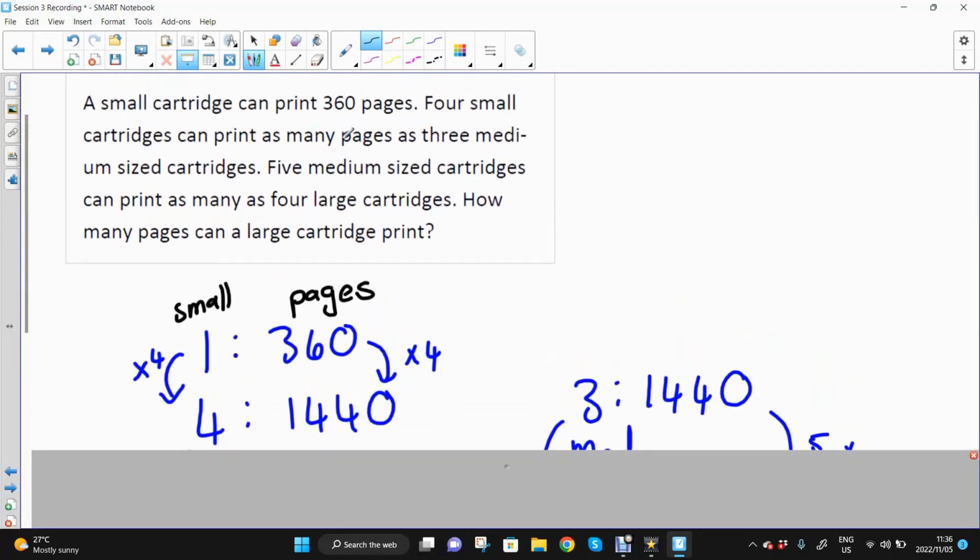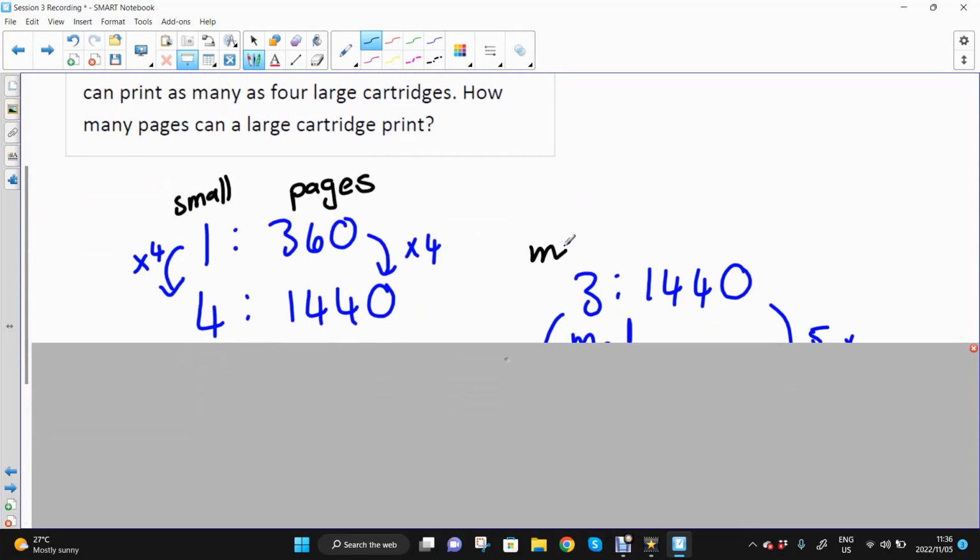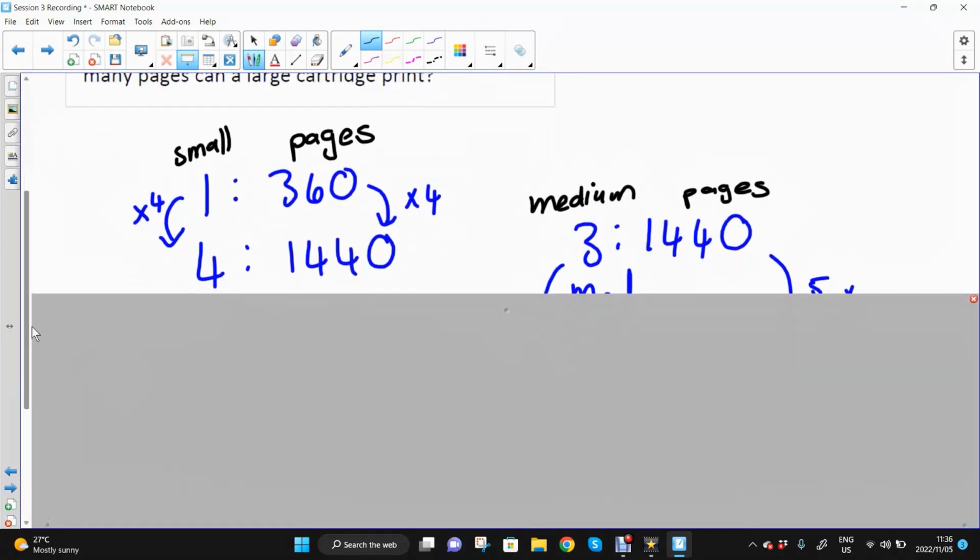That will print as many pages as 3 medium-sized cartridges. So let's stop there. 3 medium. So I'm going to write it here. That's my 3 medium cartridges can print the same amount of pages as 4 small ones. So I'm putting my 144, these are the amount of pages that 3 medium cartridges can print.